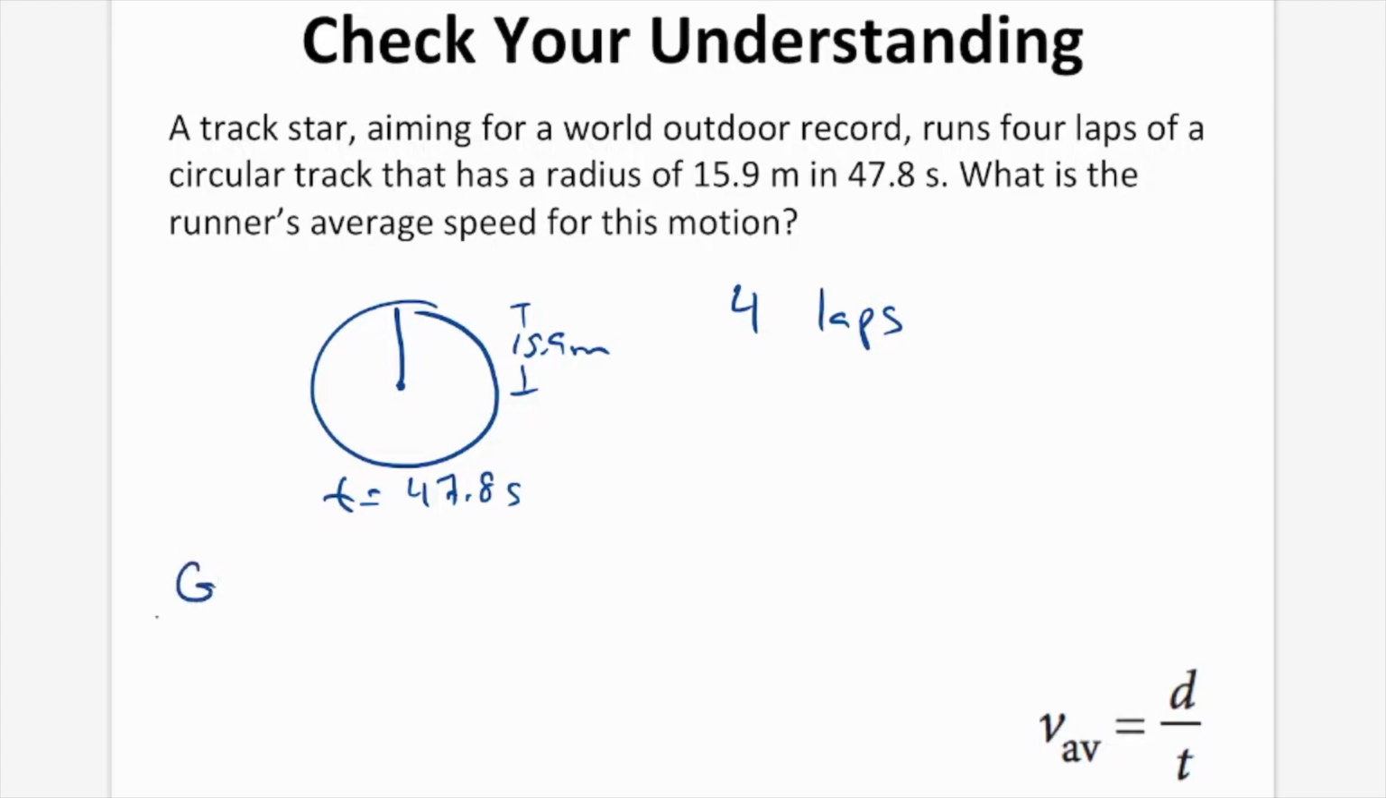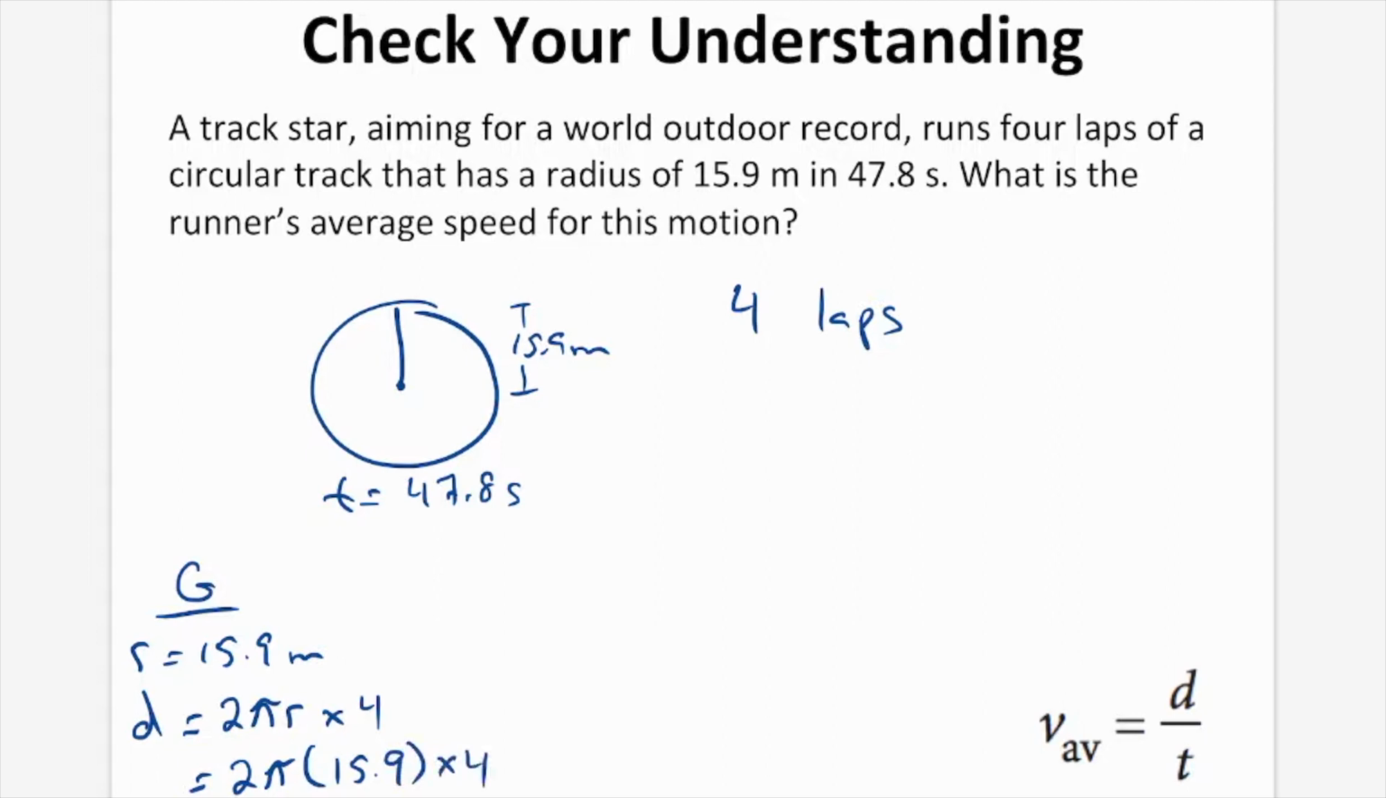So first of all, what are our givens? Well, our first given is our radius is 15.9 meters. Now to find the distance, it's going to be the circumference of the track times 4. So to find the circumference of a circle, we do 2 pi r, and then we're going to multiply everything by 4 because there's 4 laps. So 2 pi times a radius of 15.9 times 4, and that's going to equal 399.6 meters. What other given do we have?